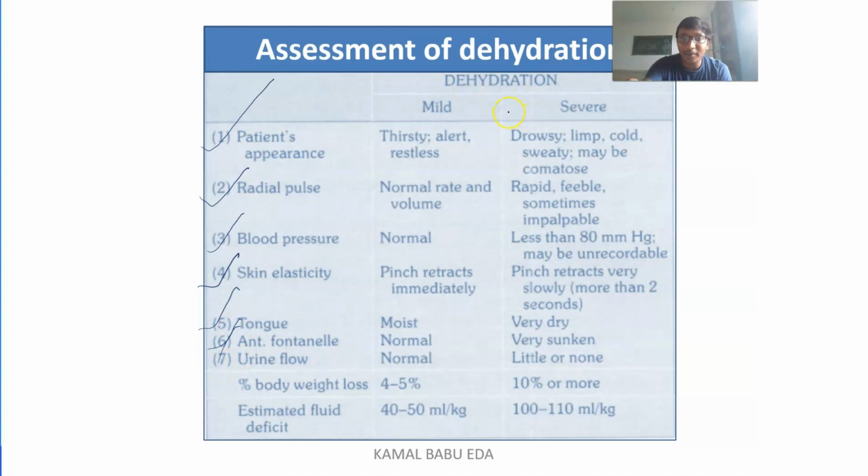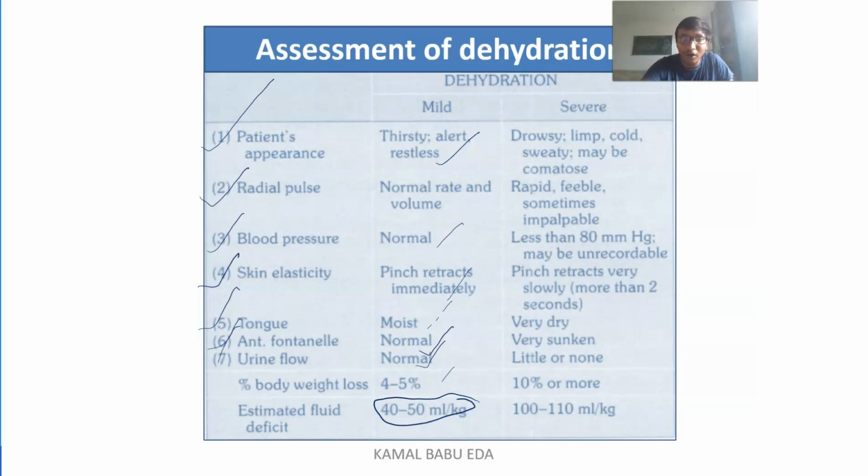You can consider the patient to have mild dehydration when the patient is thirsty, alert and restless. If you check the radial pulse, it will be normal in volume, and the blood pressure will be normal. The skin elasticity will retract immediately, the tongue will be a little moist, the anterior fontanelle will look normal, and urine flow is also normal. Weight loss will be just 4 to 5%, and the estimated fluid deficit will be 40 to 50 ml per kg body weight.